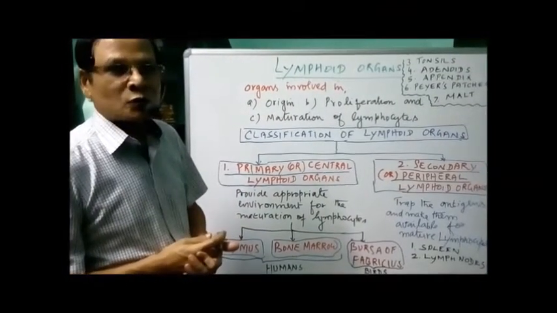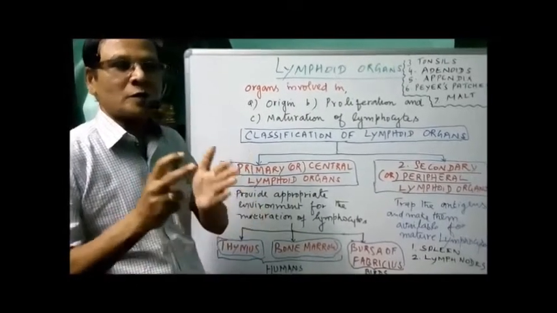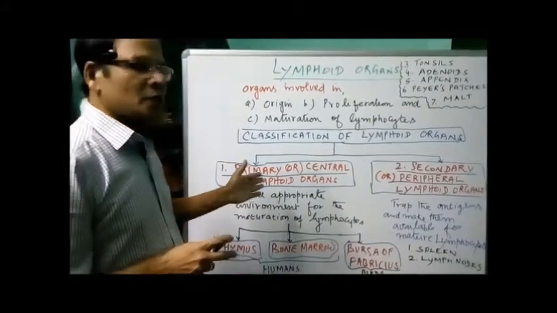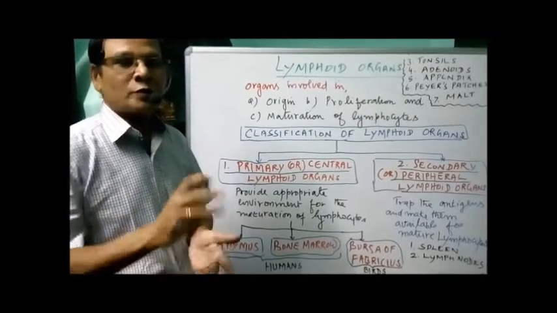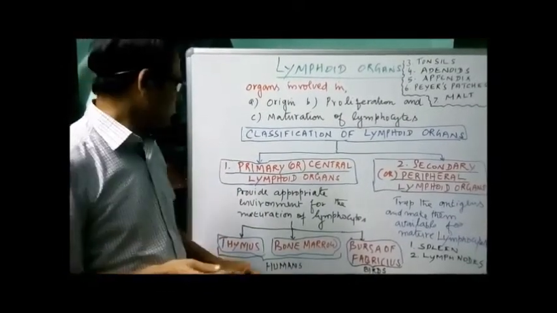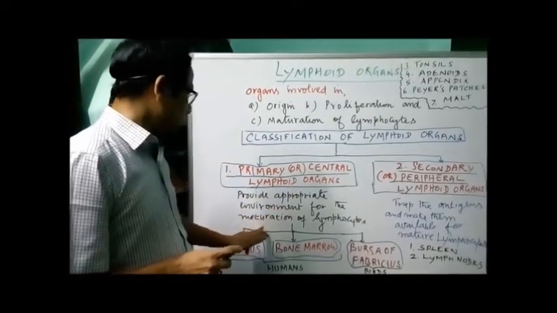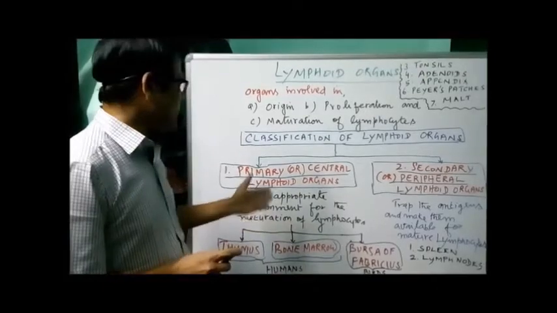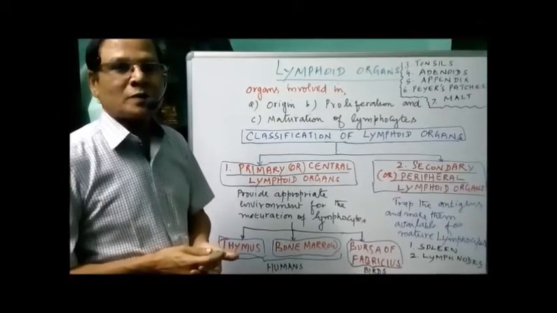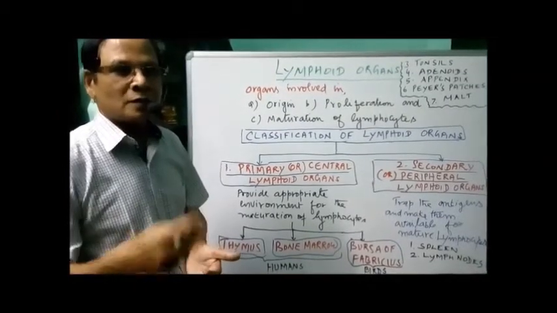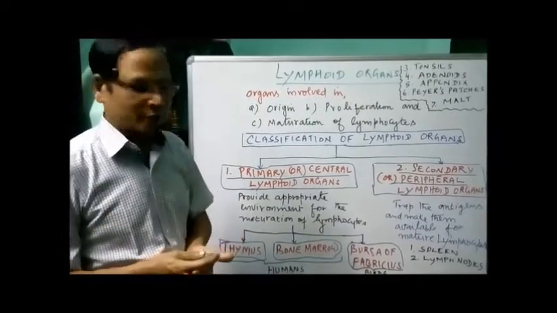Now, these are the organs where we have the production and maturation of the lymphocytes. So, this is the place which provides the appropriate environment for the maturation of the lymphocytes. Those organs which provide appropriate environment for the maturation of lymphocytes are called the primary lymphoid organs, where we have the production and early selection of lymphocytes, selected for their functional aspects.